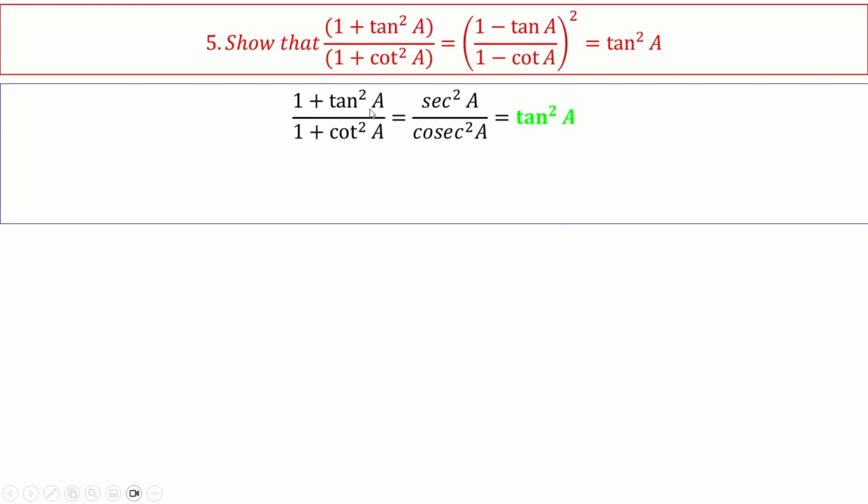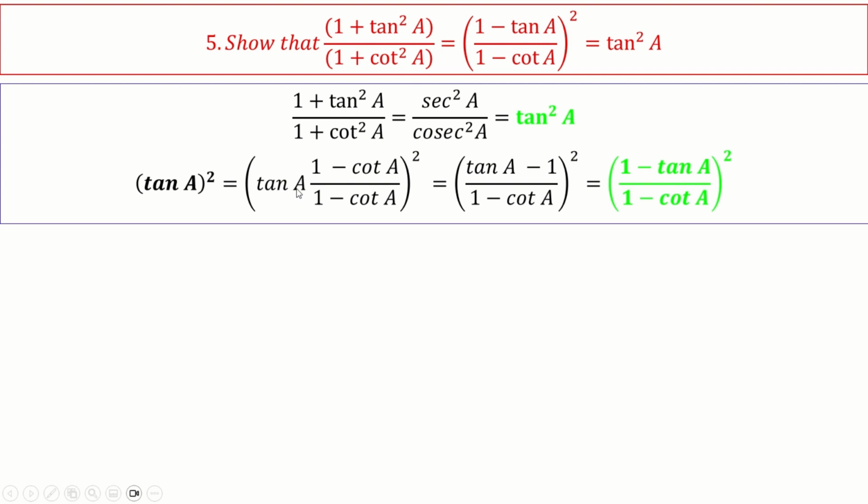First one is very easy. (1 plus tan square A) plus (1 plus cot square A) is nothing but, this is secant square A, this is cosecant square A, which is nothing but tan square A. So this one is proved. Now let's look at this one. Tan square A is nothing but (tan A into 1 minus cot A) divided by (1 by cot A) whole square. Okay, so this is nothing but (tan A minus 1) divided by (1 minus cot A) whole square. Right. I can write it as tan A minus 1 or 1 minus tan A. It doesn't matter because we are in the square.